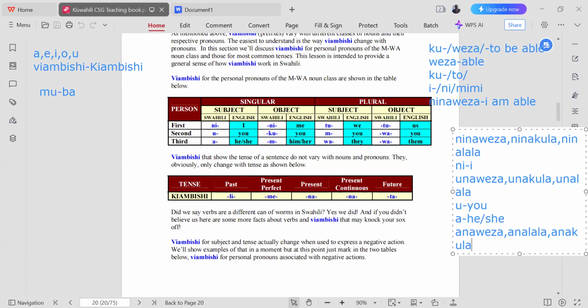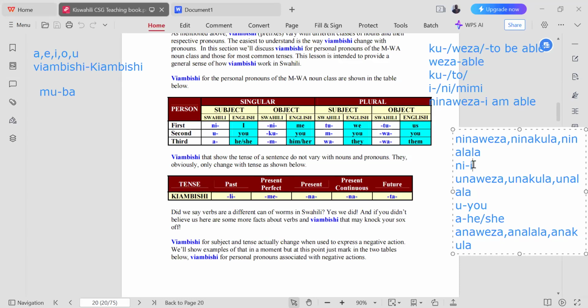Now let's take these words in their plural. Leave out the object. Let's still concentrate on the subject. For example, when you say ninaweza, ni becomes tu, so you'll make it tunaweza. In its plural now, it's tu. So it's no longer you alone. You're still referring to the first person pronoun, but in this case you are more than one person, so you say tu. So it becomes tunaweza.